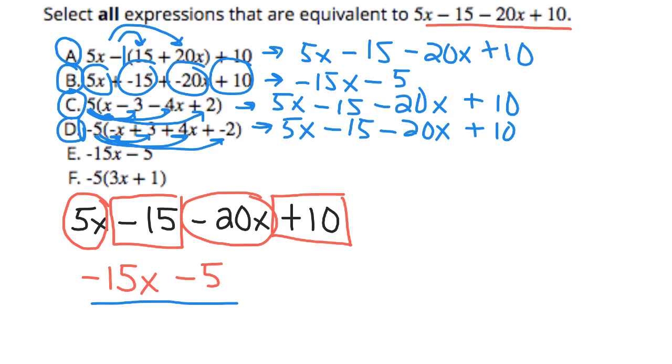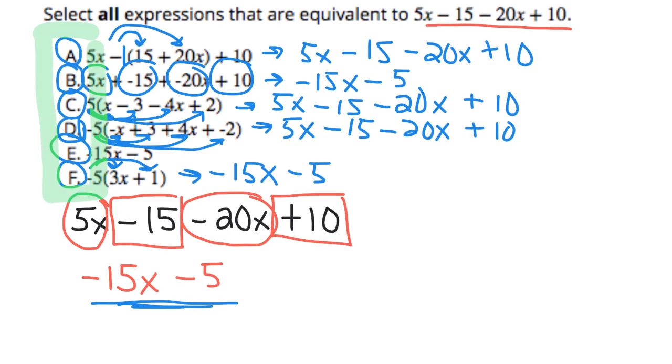Okay, and then on this one we have negative 15x minus 5. Hey, that's the same thing as down here. And then finally we're going to distribute this negative 5 in, so we have a negative 15x and then minus 5. So guess what? All of them work. You should be selecting every single one, A, B, C, D, E, and F.